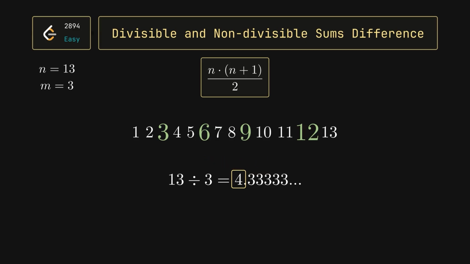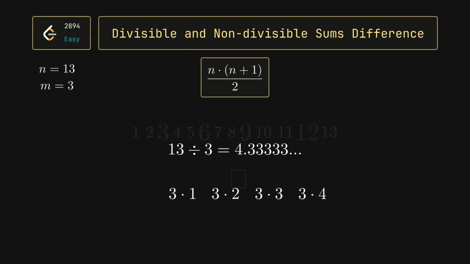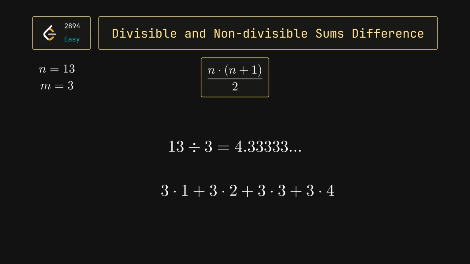Intuitively, if 13 contains 3 four times, then the multiples 3 times 1, 3 times 2, 3 times 3, and 3 times 4 will all be less than or equal to 13. To find their sum, we notice 3 is a common factor. Factoring it out gives us 3 times (1 plus 2 plus 3 plus 4). The expression in parentheses is the sum of natural numbers from 1 to 4.